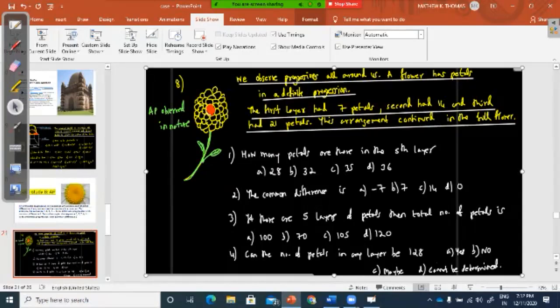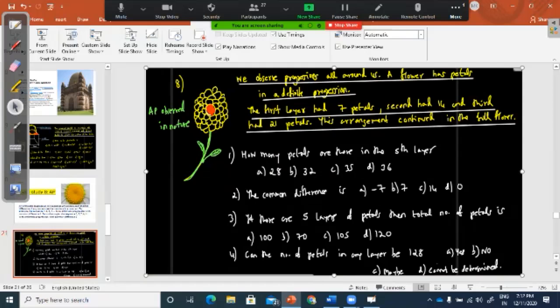Can the number of petals in any layer be 128? Now, this is a hypothetical question. Suppose this is a 5-layer flower, can there be 128 petals at some stage? No, because 128 is not a multiple of 7. So it is not a part of the AP. In the book, there are questions on whether a number is a particular part of the AP or not. So we say that this is not possible. The options were yes, no, maybe, cannot be determined. The answer is definitely no, because 128 is not a multiple of 7. Okay, so we go to the next one.